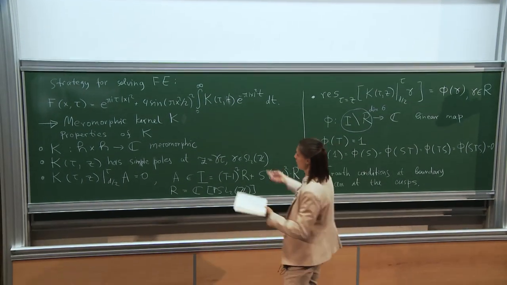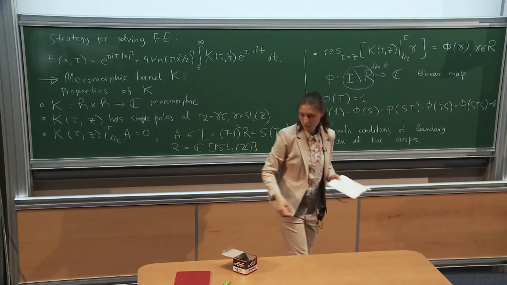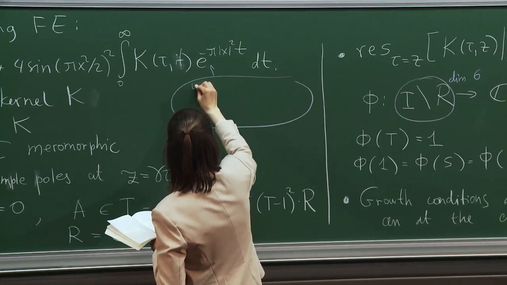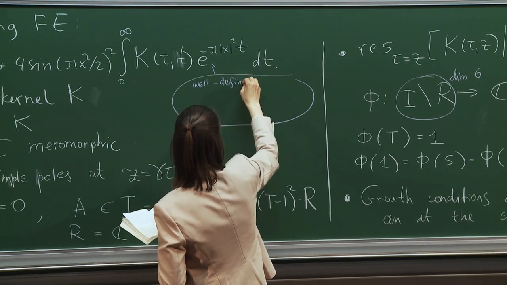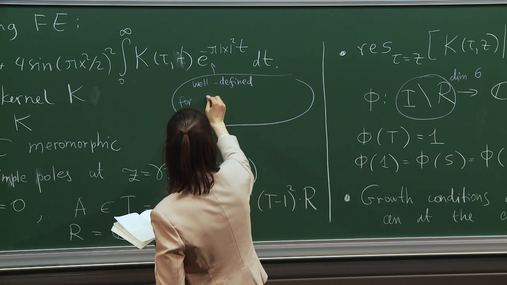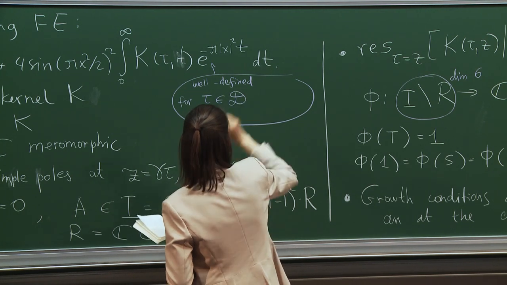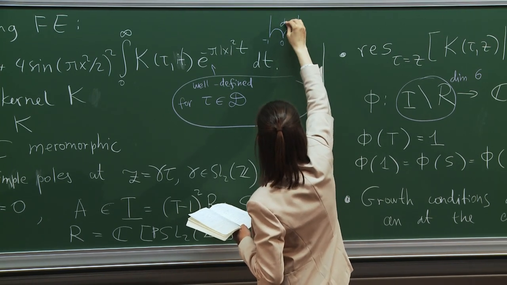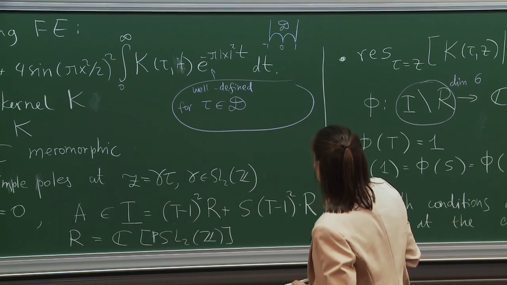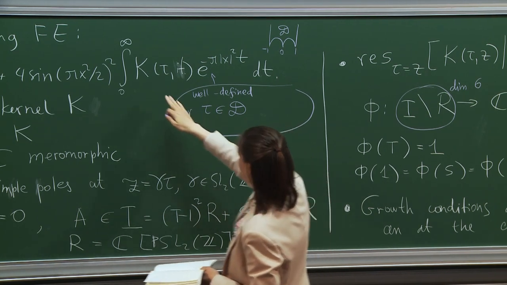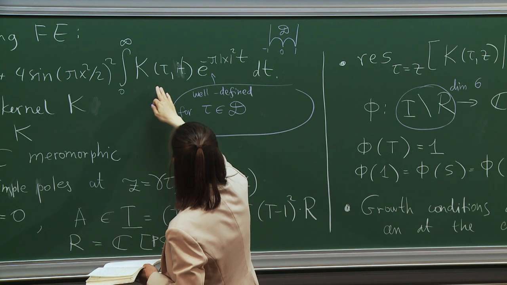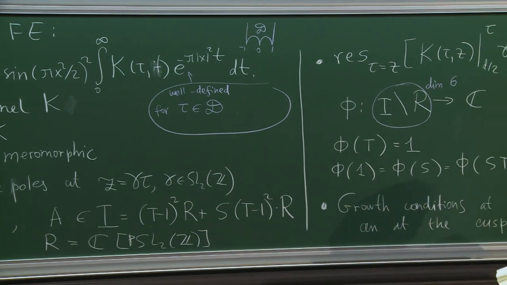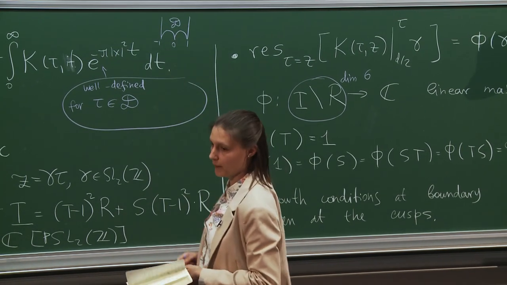So this is our big picture, but actually this integral here will be defined only, as for now, for tau in the domain D, which was the standard fundamental domain for gamma 2. A priori, it is defined away from the SL2Z images of the imaginary axis, but because we have so many residues vanishing here, it's actually well defined on this domain D.